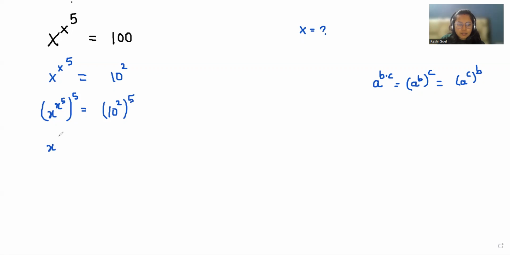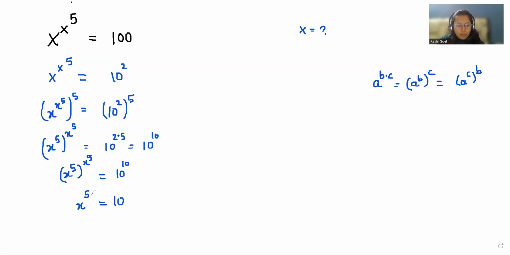So I can write x power 5 whole power x power 5 is equal to 10 power 2 times 5, that is 10 power 10. So it will look like x power 5 power x power 5 is equal to 10 power 10. So if we compare both sides, what we can see is that x power 5 is equal to 10.